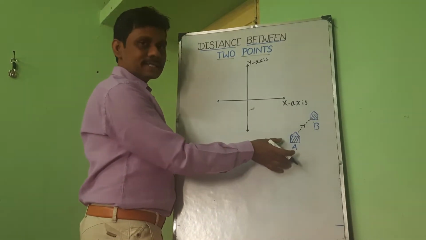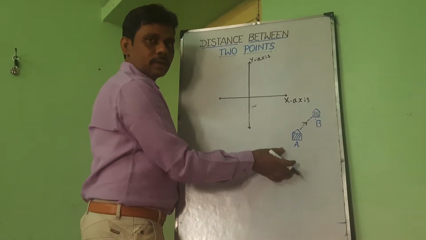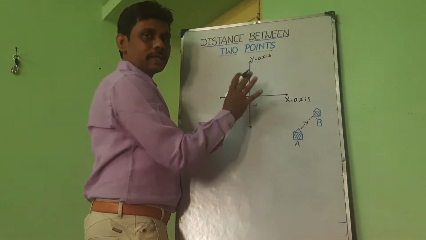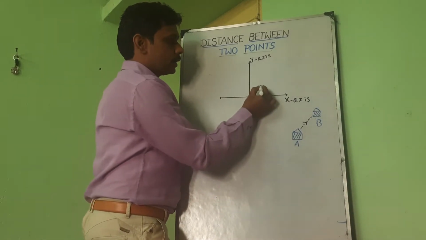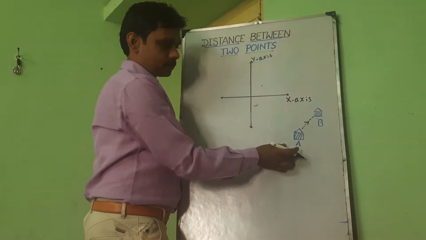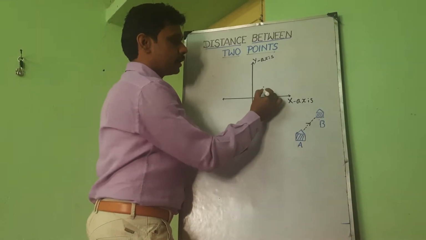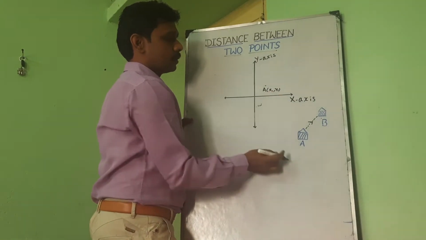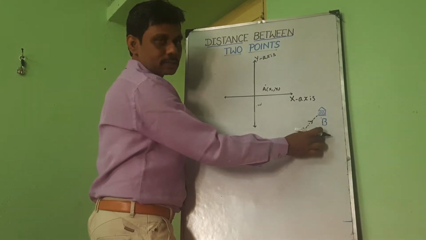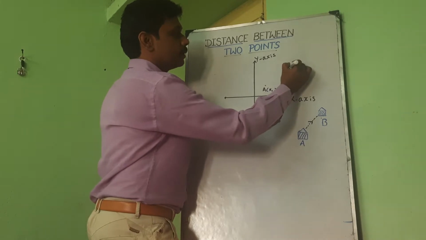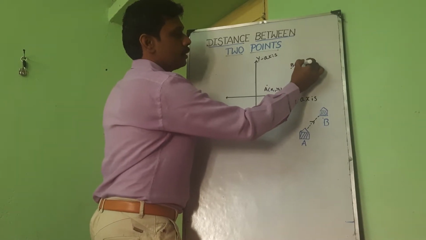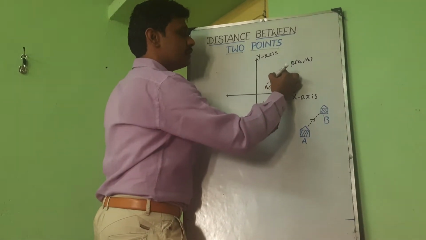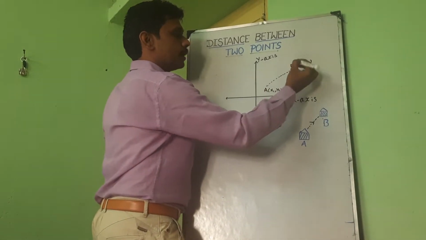To calculate the distance between these two houses, we are converting these locations as points in the XY plane. That is, location A is converted to a point x1 comma y1 and location B is converted to a point B x2 comma y2. We need to calculate the distance between these two points.